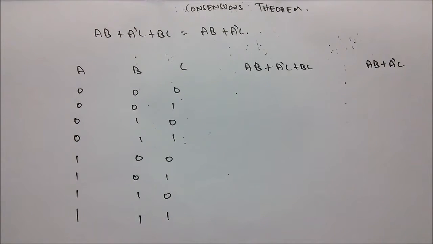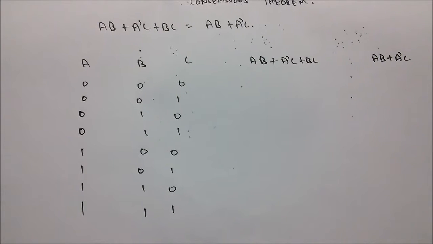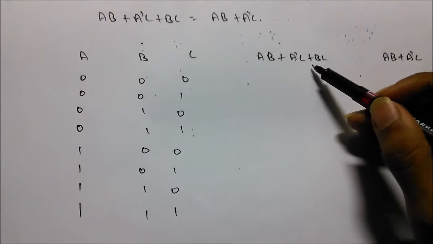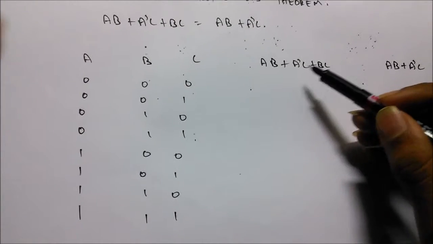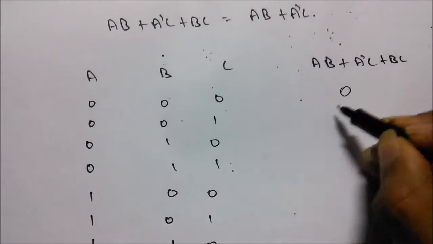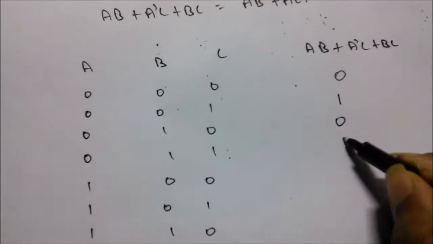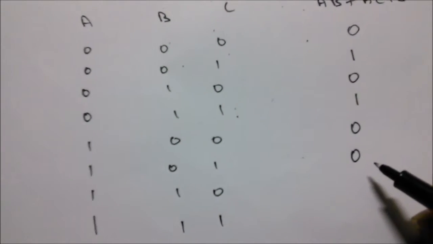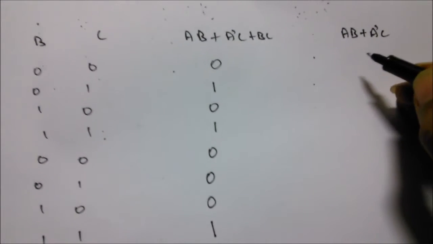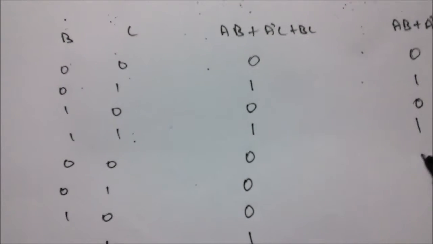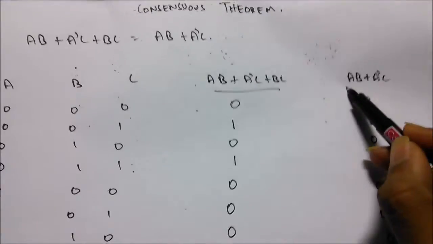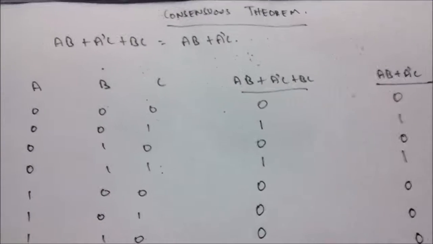Now we have to prove the consensus theorem using the truth table. The theorem states that AB plus A dash C plus BC must be equal to AB plus A dash C. Using the truth table, we plot the solutions for this equation under this column, which gives us this, and AB plus A dash C also gives us this, thereby showing that this is equal to this and hence proving the consensus theorem.